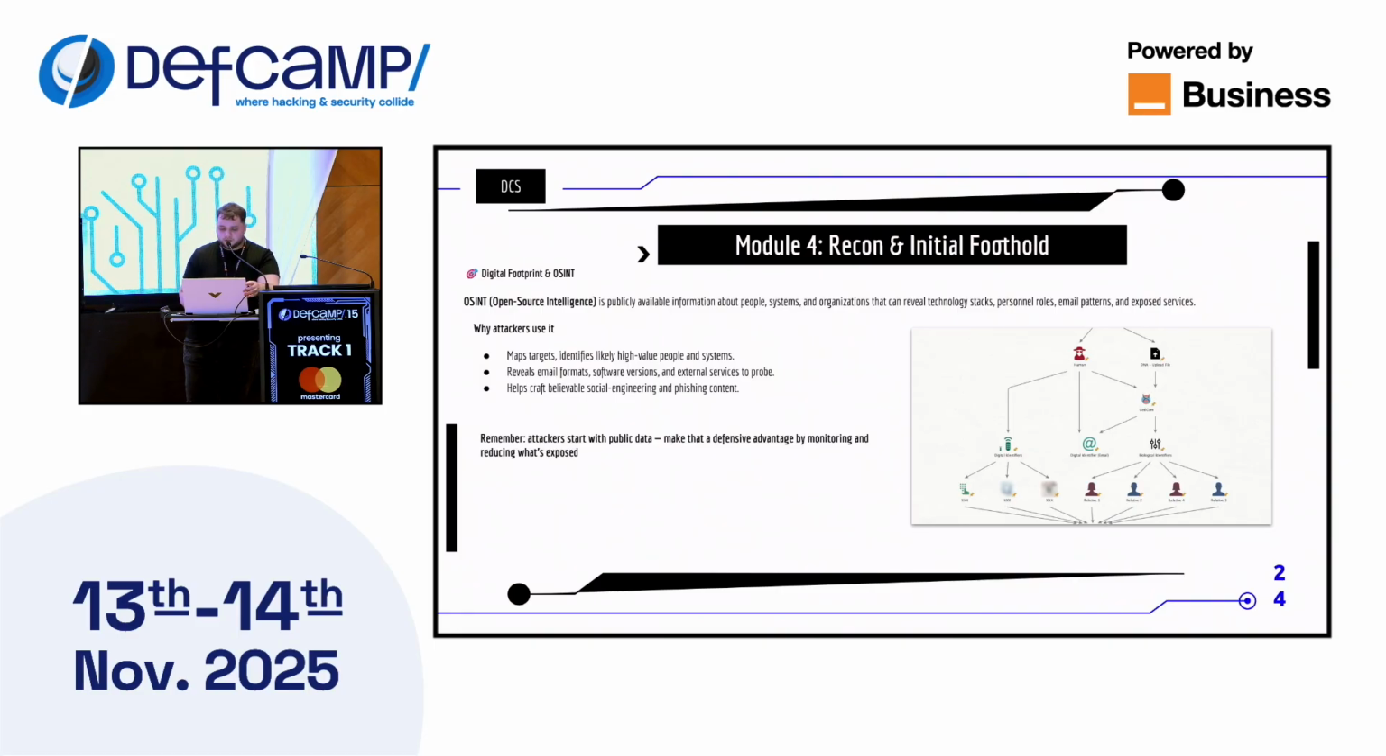Open source intelligence is publicly available information about people, systems, and organizations that can reveal tech stacks, personal roles, email patterns, and exposed services. You will ask, okay, why is that email pattern important? I can't tell you how many times I was inside of an Active Directory and the organization had the AD users the same as the email pattern. So it's very important. That's why the attackers use it, because it maps targets, identifies high value people and systems, and helps to craft believable social engineering and phishing content. Even this email pattern could help us map the organization and take advantage of it.